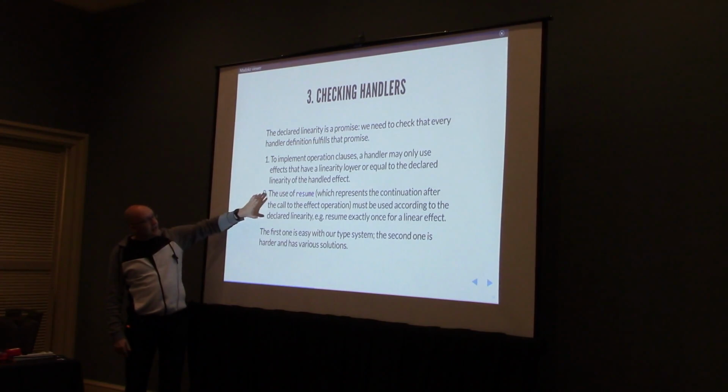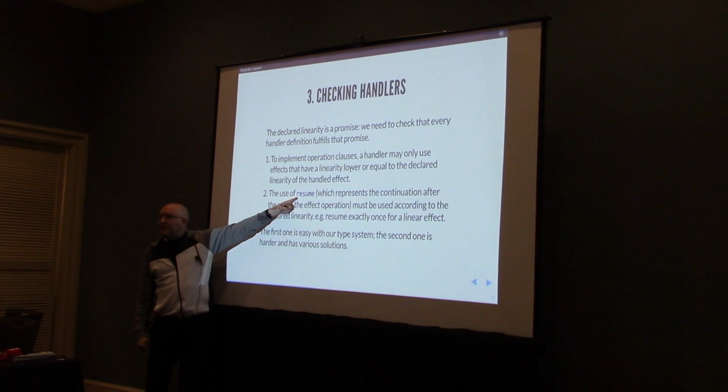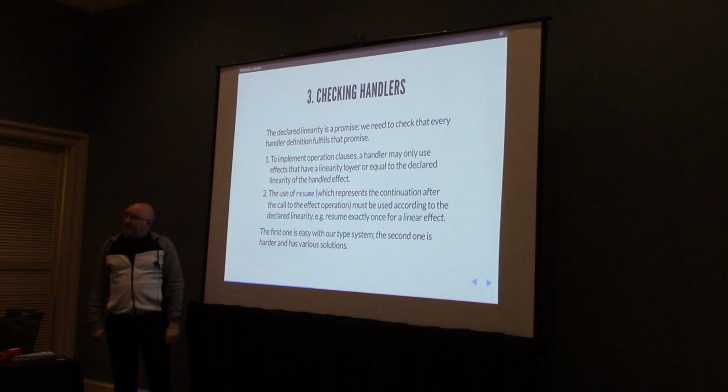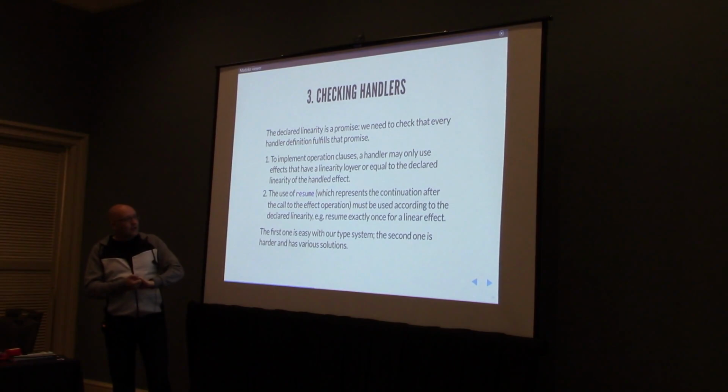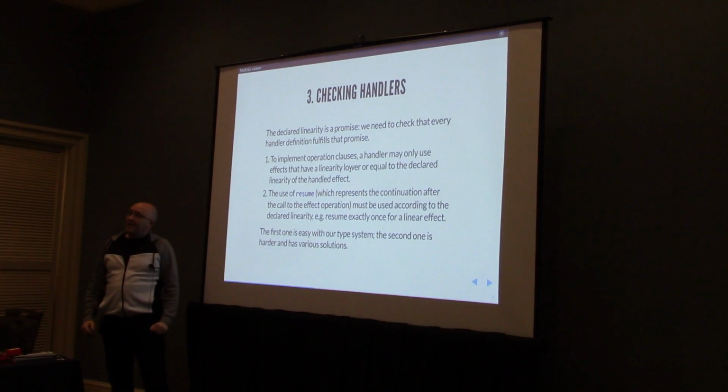The second thing is about how often I am going to resume, the linearity of the resumption as a value. Checking that is hard, because now you need something else. What we do currently is say that the control flow linearity is in itself really useful to identify, and this is an orthogonal problem. So, how do you do this?